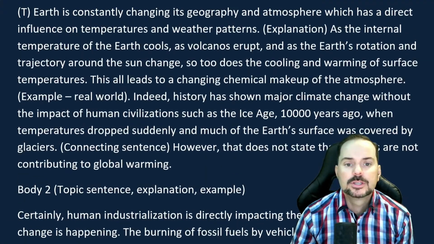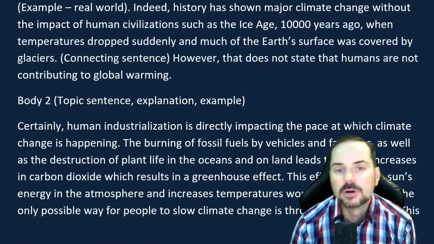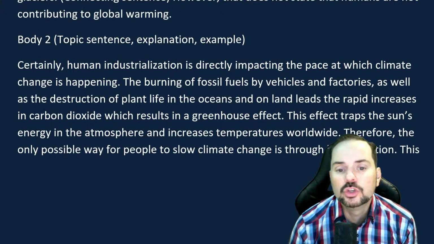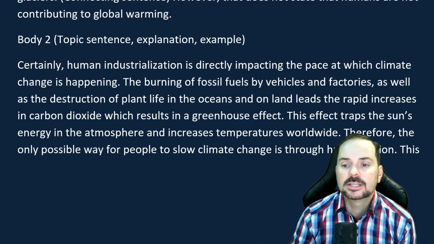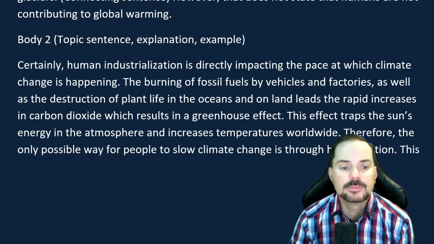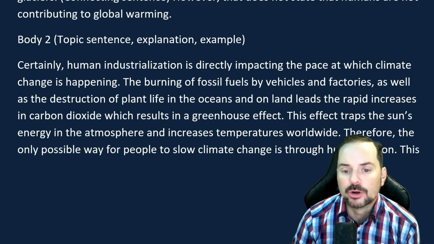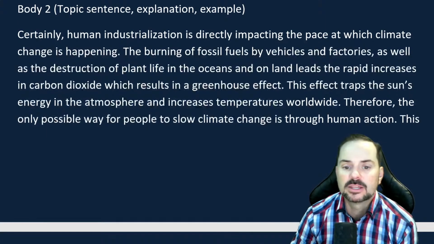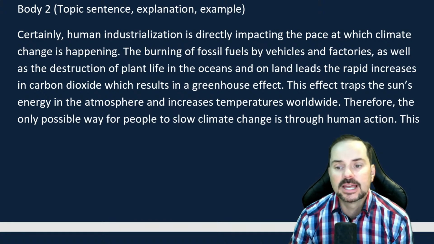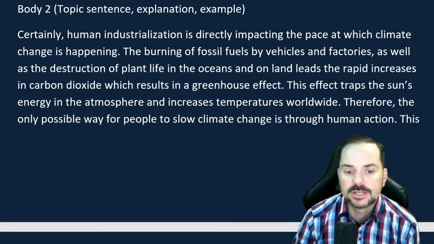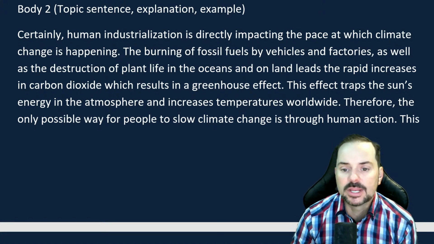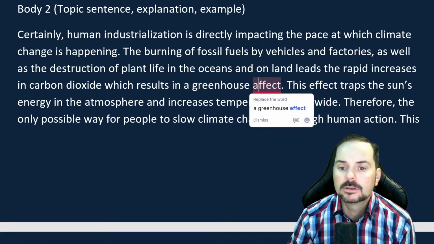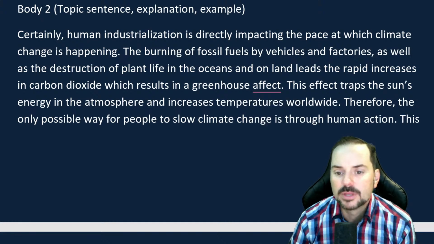Okay, so now I've got my body paragraph 1, I've got my body paragraph 2, and I'm going to review my body paragraph 2. So certainly human industrialization is directly impacting the pace at which climate change is happening. The burning of fossil fuels by vehicles and factories, as well as the destruction of plant life in the oceans and on land, leads to rapid increases in carbon dioxide, which results in a greenhouse effect. Effect should be an A here. It's saying E, but I think it's an A.